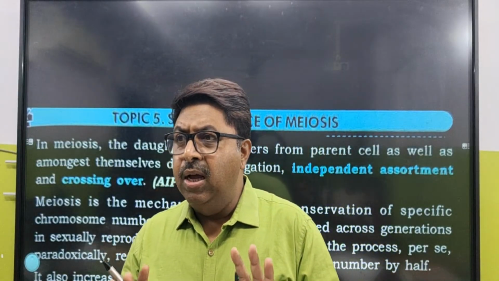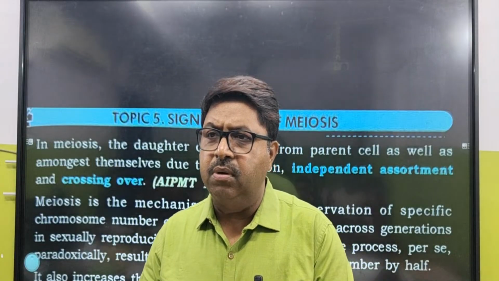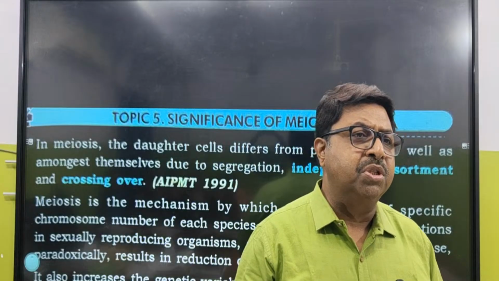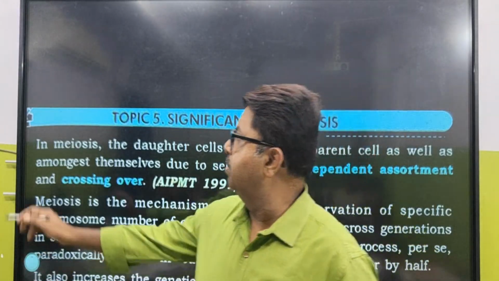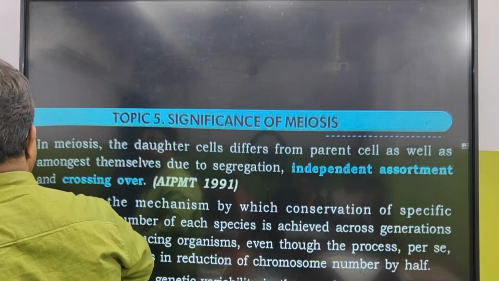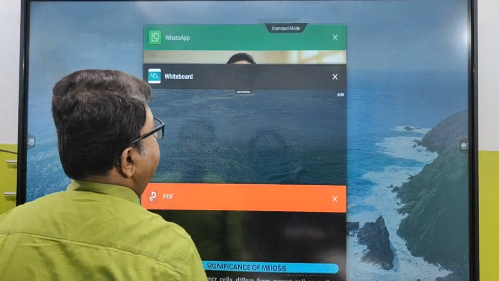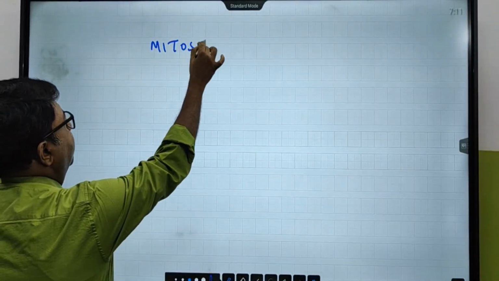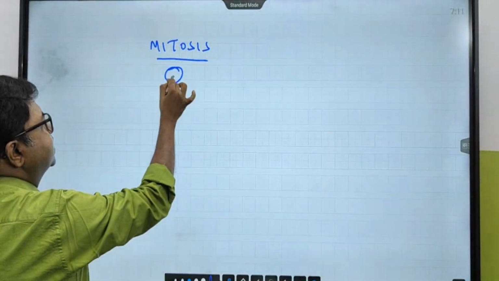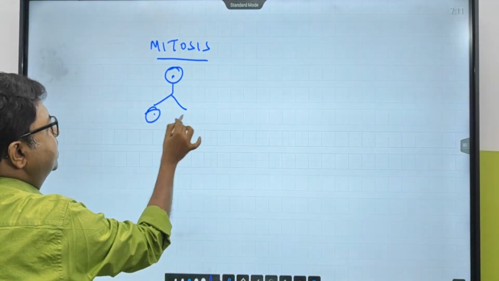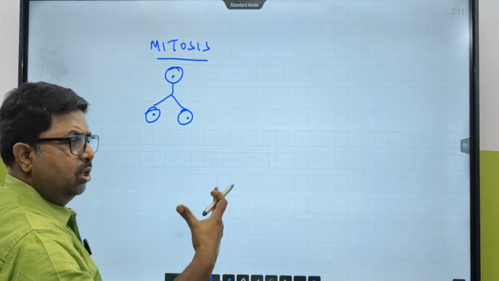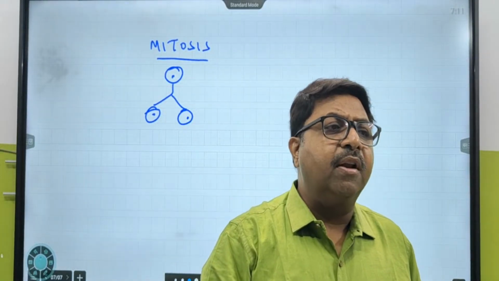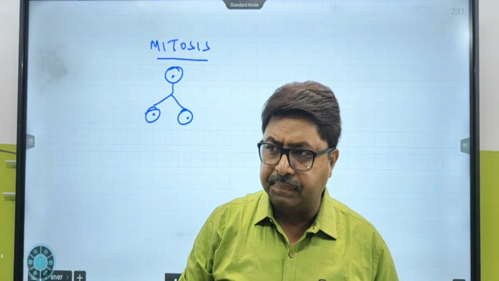Now, mind you, if I ask you some questions, try to answer them. What is the major difference between mitosis and meiosis? What should be the answer? Mitosis does not help in variation. Mitosis only helps in increase in what? Increase in cell number and also increase in cell growth.